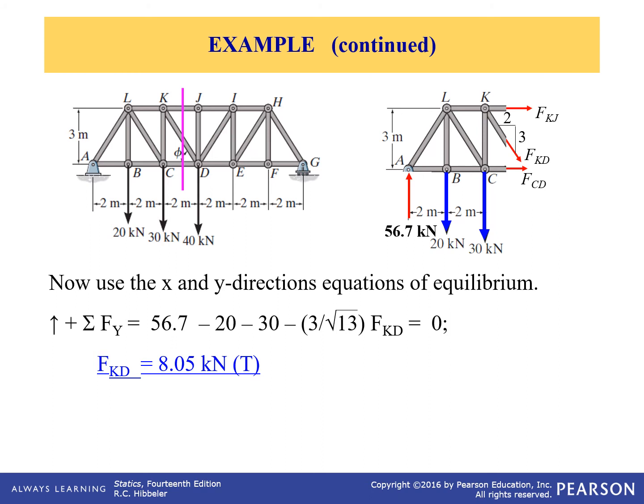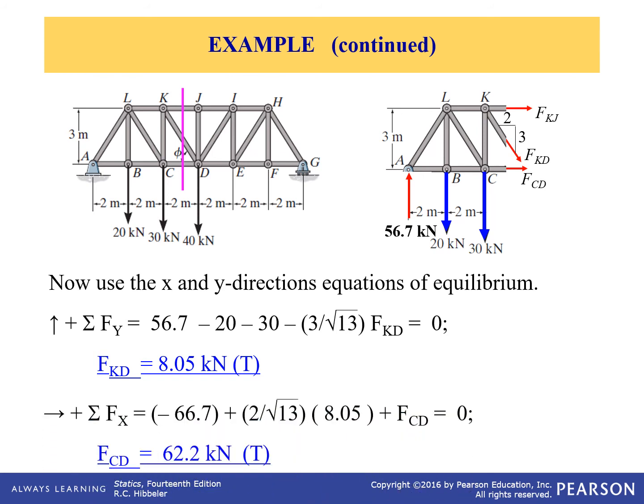All right, so now you've got KJ and KD. So now you can sum the forces in the x direction and find FCD. And voila, those both came out as positive. You drew them in tension, they came out as positive, so they are in tension.